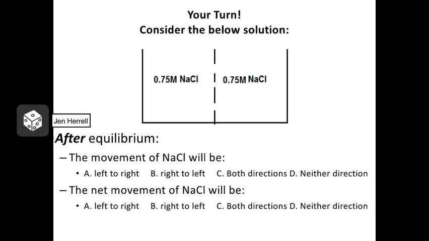Next, let's say that these two solutions have been allowed to equilibrate with one another. They've been allowed to diffuse together however they wanted to. And now we have a situation where they are at equilibrium. What will happen to the movement and the net movement of salt? See what you come up with.